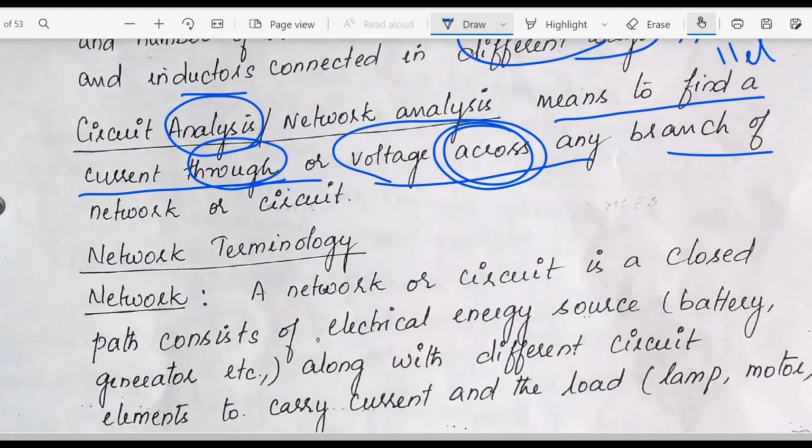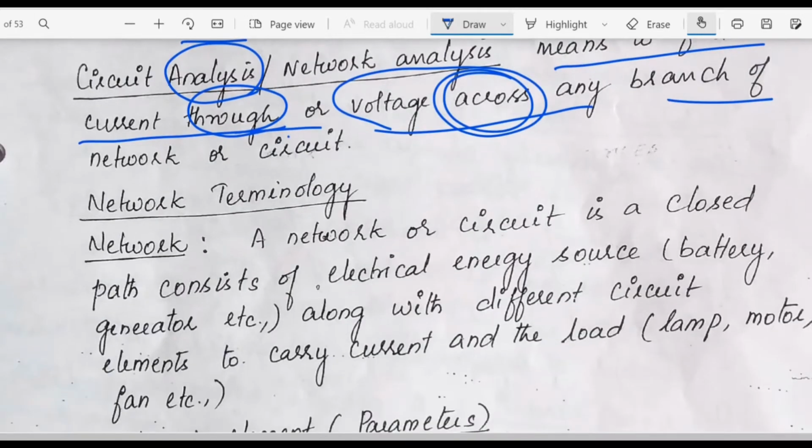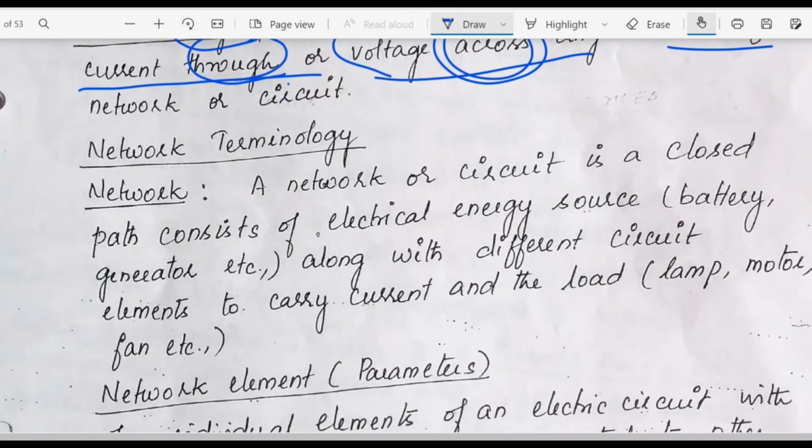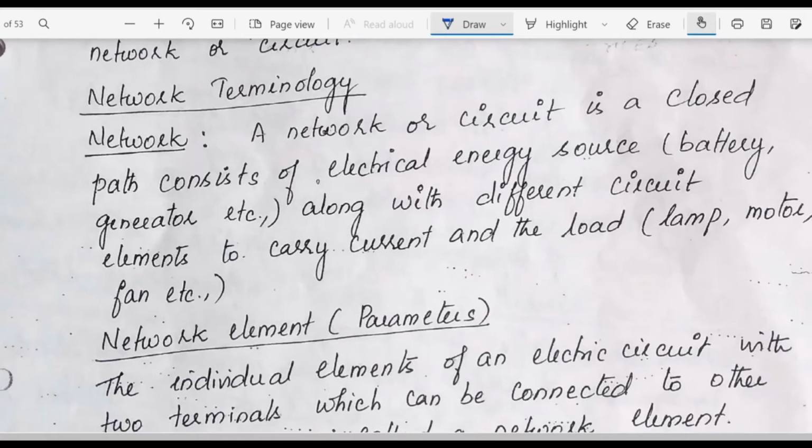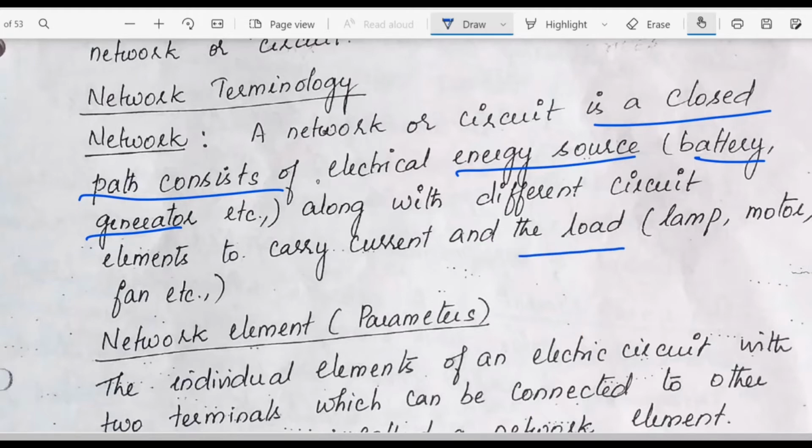Again a question arises in the mind. What makes the difference between a network and a circuit? A circuit is a closed path consisting of an electrical energy source. This source may be given by a battery or a generator, along with the different circuit elements to carry the current and the loads. Here the load may be a lamp, motor, fan, etc.